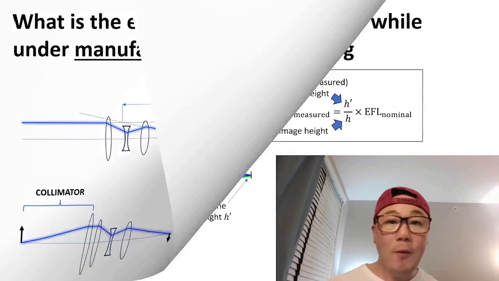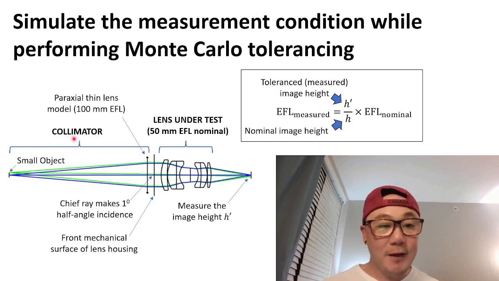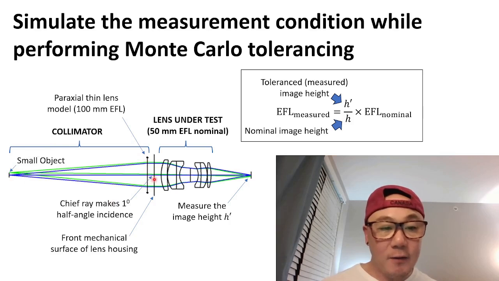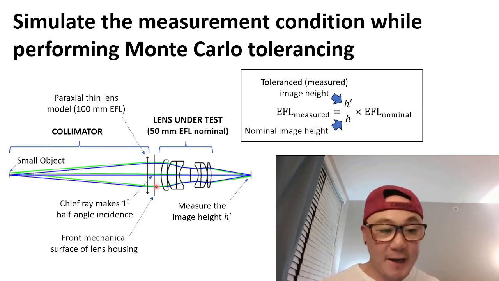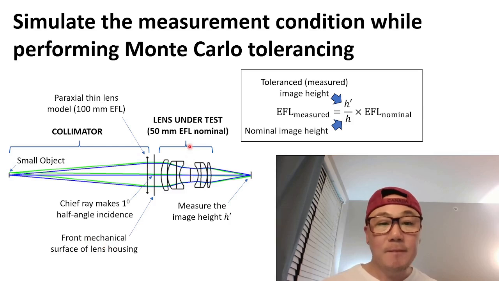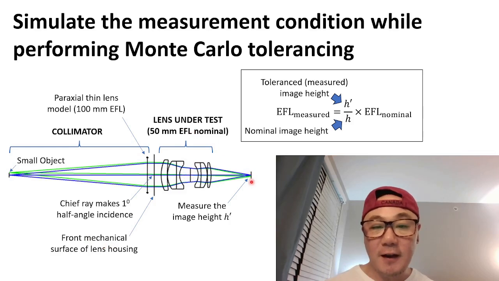Let's find out. One way to do it is to simulate the measurement in a Monte Carlo tolerancing analysis, right? You can model a collimator. This is a paraxial thin lens model. This is a small object subtending an angle of 1 degree to this datum plane here, which represents the front mechanical housing of this lens. The lens under test is a double Gauss with 50 millimeter nominal EFL. And I'll measure this height h prime here.